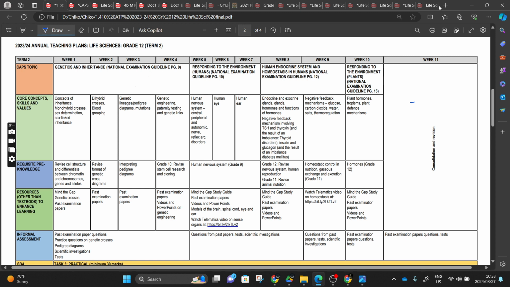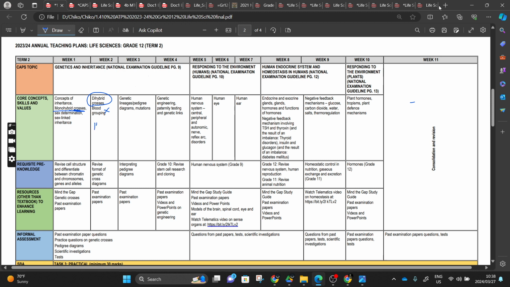Thank you, guys. Today we'll be doing dihybrid crosses. Up until this moment, we have done blood grouping, and then monohybrid sex determination. Why are we doing dihybrid after blood grouping? Because blood grouping, sex determination, and sex-linked inheritance, we use the monohybrid cross method to do these crossings.